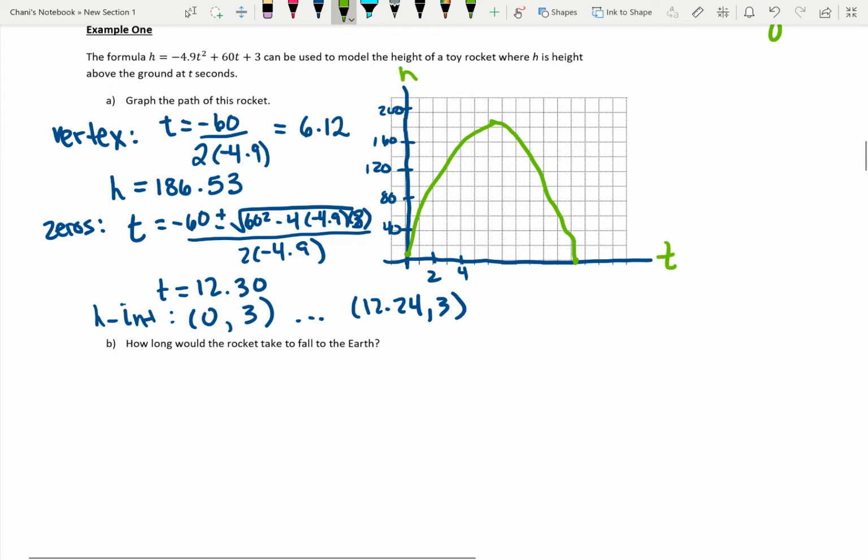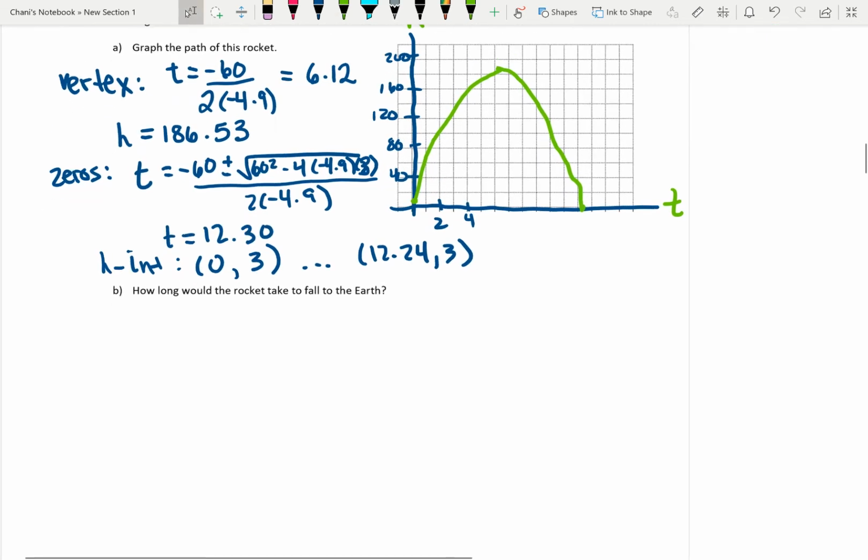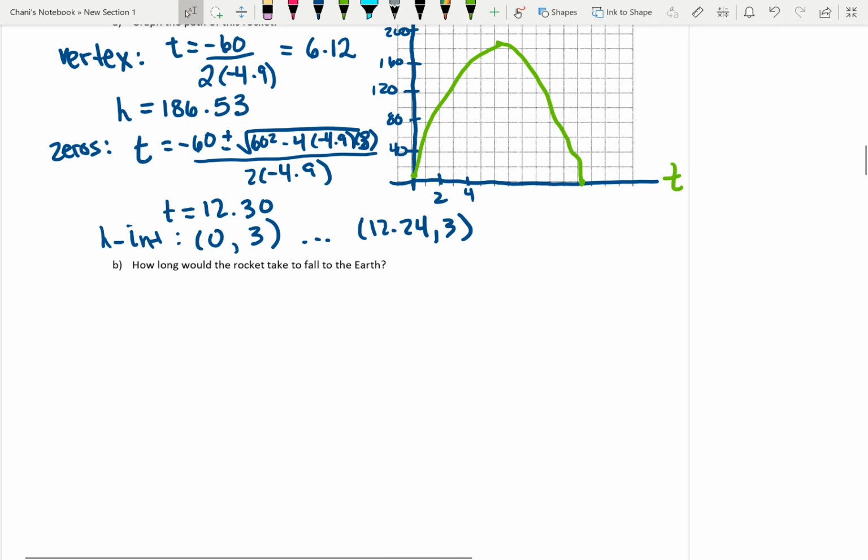So then, because we've already graphed it, we can answer the rest of these questions relatively easily. So how long would the rocket take to fall to the Earth? Well, we know that this point is 12.300. So we can say that it is in the air for 12.3 seconds.